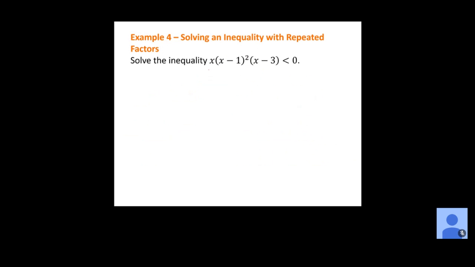So what we're going to do is we're going to take each one of our factors now, and we're going to set it equal to 0. I'm going to start with my x. I'm going to set it equal to 0. Then we're going to take the x minus 1 factor. We're going to set it equal to 0. And we're going to take the x minus 3 factor, and we're going to set it equal to 0.